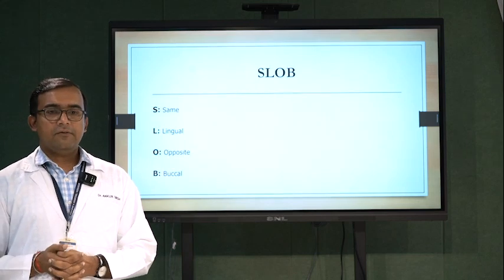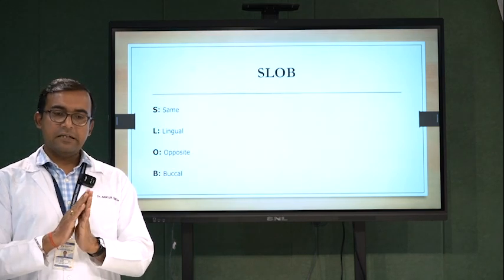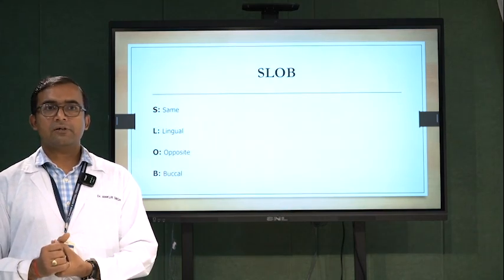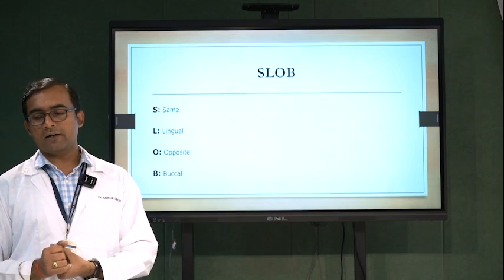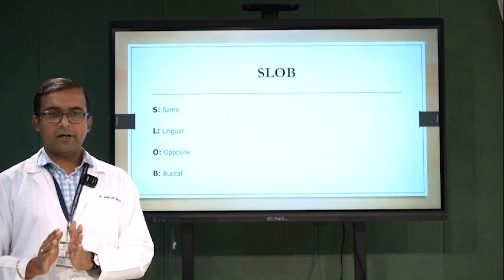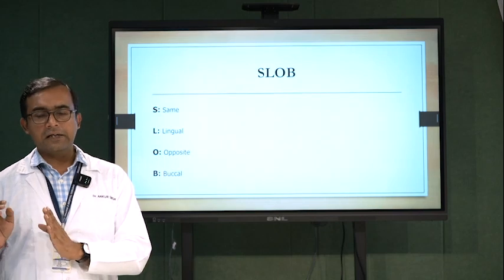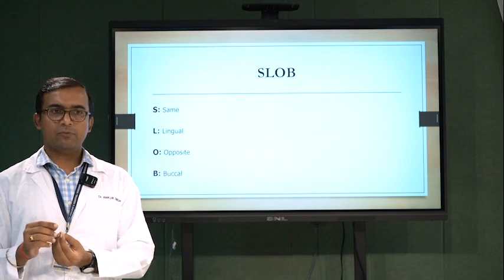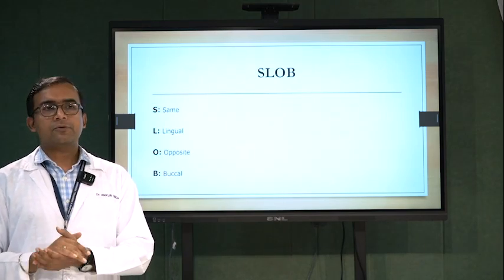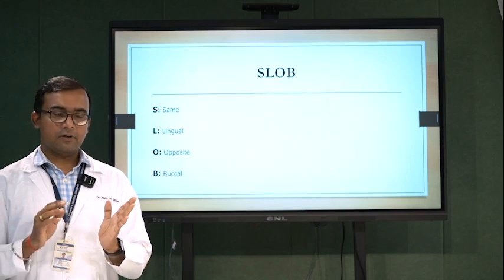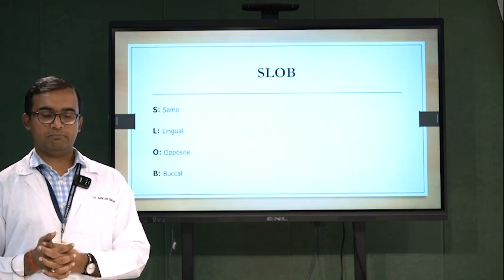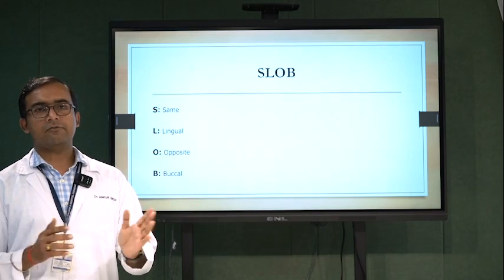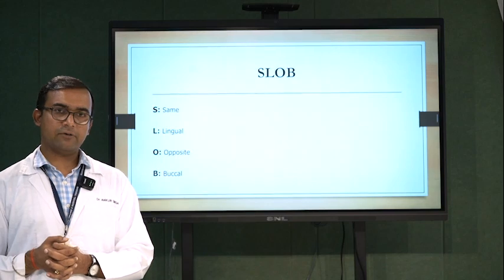In order to understand whether an object that has shifted is buccal or lingual, there is an acronym called SLOB. SLOB means Same Lingual, Opposite Buccal. If the object is shifting in the same direction as the tube, it is the object in the lingual aspect, or lingual to the reference object or the tooth. If the object is in the buccal plane, it will always shift against the direction of the tube, so opposite to the direction of the tube.